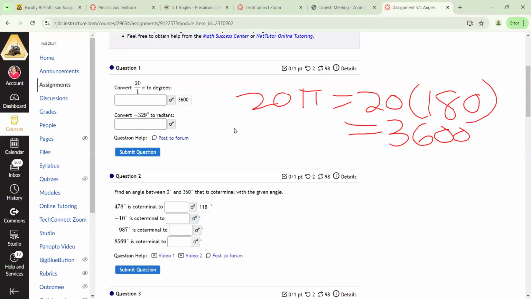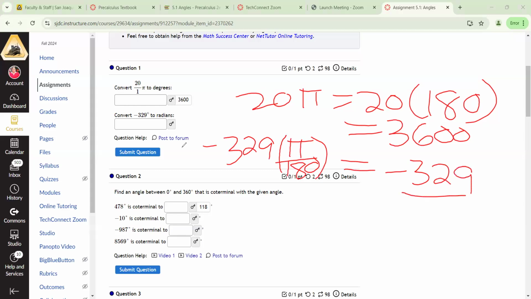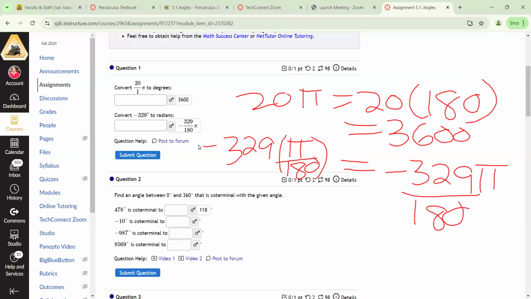Then negative 329 to the radians. So that's opposite of that. You will do negative 329 multiply with pi over 180. Then you can reduce if it reduces to the lower numbers, and that will give you the radians for this problem. 329 converted to radians as negative 329 over 180 pi.